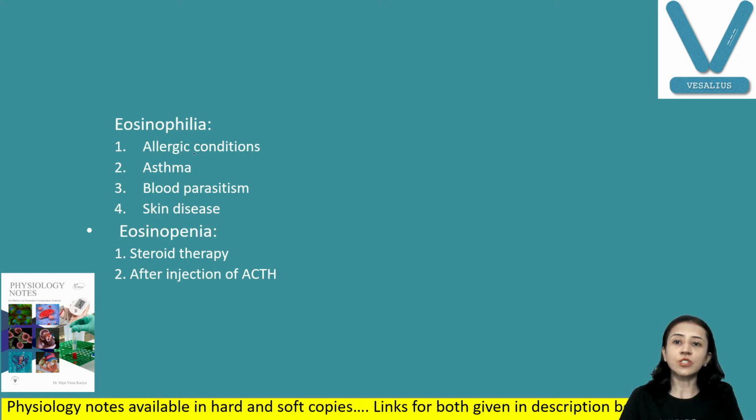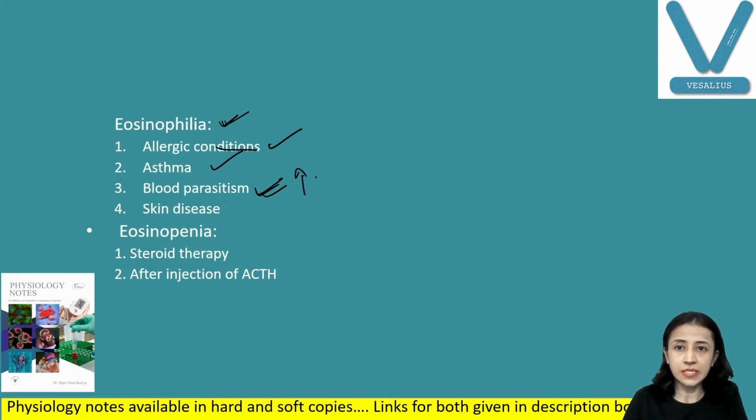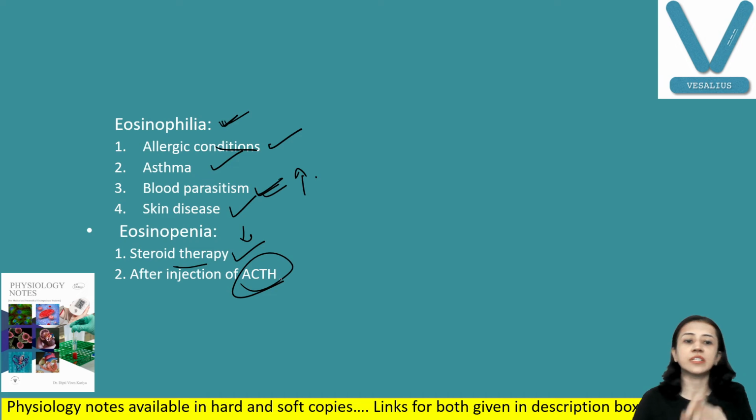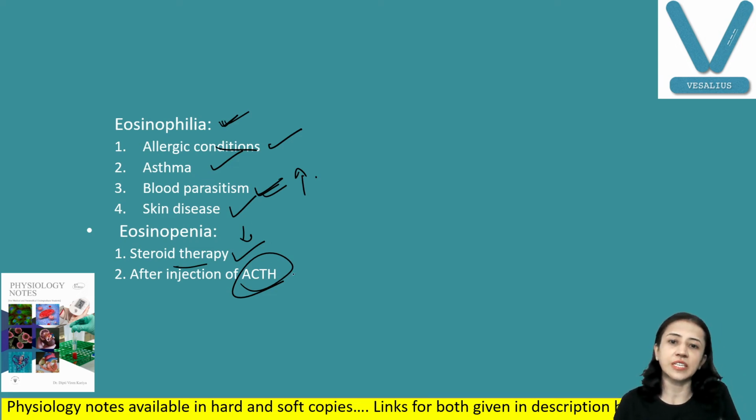So what are the causes of eosinophilia? Means increased eosinophil count. That is allergic condition like asthma, blood parasitism when parasite count increases, skin disease also. Eosinopenia means decreased count, that is found in steroid therapy or if you have given the injection of ACTH, because ACTH increases release of cortisol, and cortisol causes decrease in the eosinophil count.